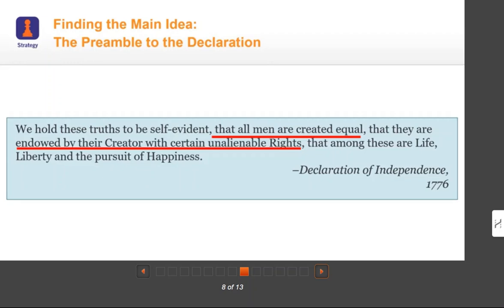The state of Massachusetts made slavery illegal based on the Declaration of Independence, and the document also inspired equality movements such as the Seneca Falls Convention, Civil Rights Movement, and the Chicano Movement. Let's look at another important part of the preamble.